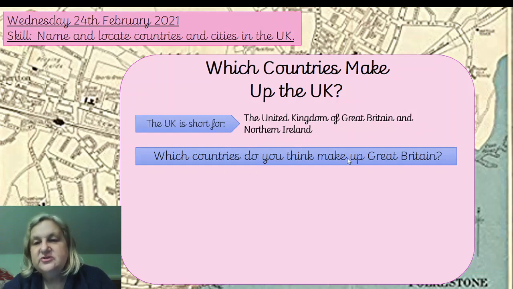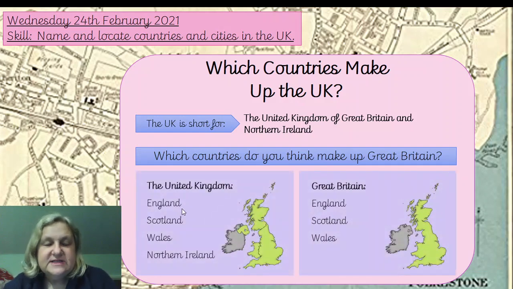Which countries do you think make up Great Britain? The United Kingdom is England, Scotland, Wales, and Northern Ireland. And Great Britain is, without the Northern Ireland part, Scotland, England and Wales.